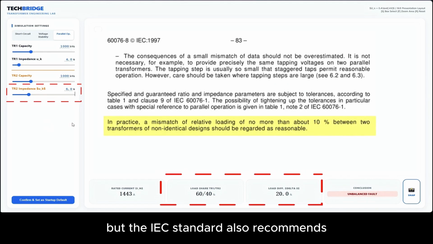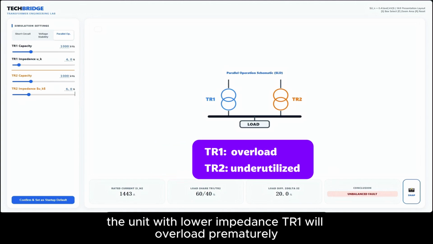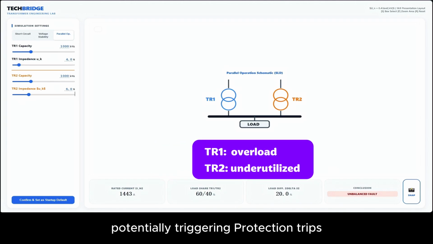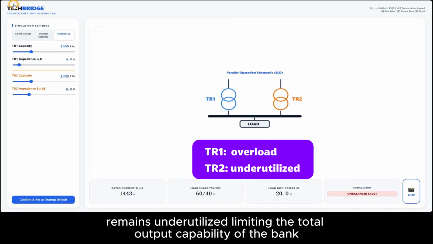But the IEC standard also recommends that this type of unbalance be limited to 10%. The unit with lower impedance, TR1, will overload prematurely, potentially triggering protection trips. Meanwhile, the unit with higher impedance, TR2, remains underutilized, limiting the total output capability of the bank.